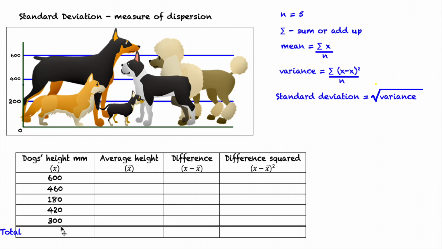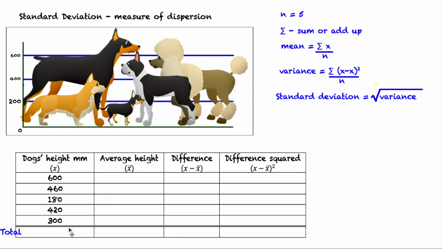Here's the data in a table. I've noted some important things over here. I've noted that n, which is always our number of data, in this case is 5. I have 5 dogs. I have 5 heights. I've noticed this symbol. This symbol means to sum or add up the data. I have the mean. Well, this is the sum of the data, represented here by x, divided by n, which, as I said, is the number of data. We'll come back and look at variance and standard deviation as we work through this example. I also have this row to represent totals of the columns when I need them.